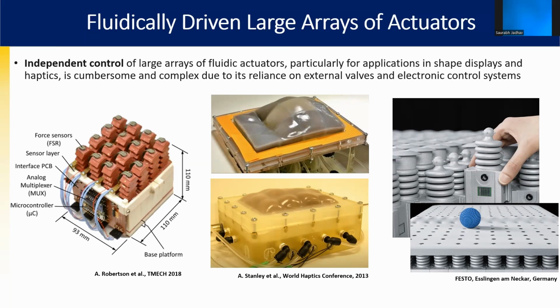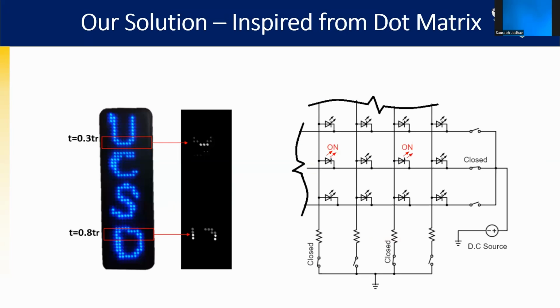Independent control of a large array of fluidically driven actuators, particularly for applications in shape display and haptics, is cumbersome and complex due to its reliance on external valves and electronic control systems, as seen in these figures. Challenges with approaches like fluidic demultiplexing are that they are only able to control one actuator at a time, thus increasing the refresh interval proportionally with the number of actuators.